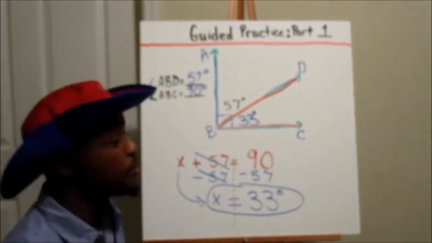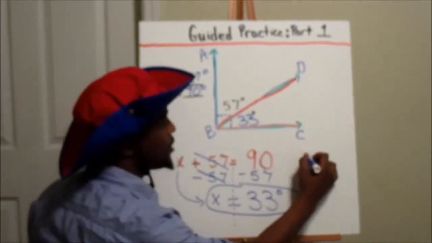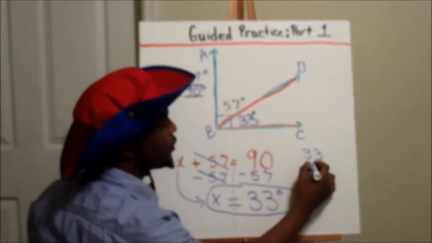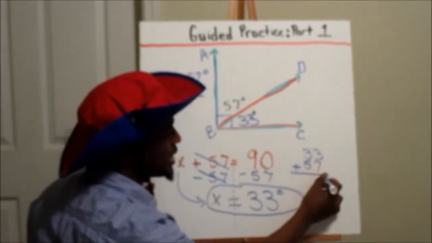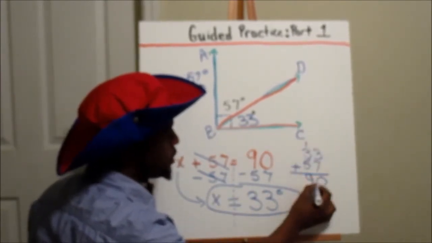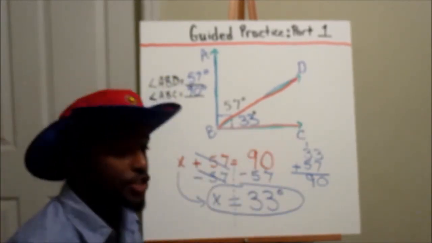Alright? Again, I always want to check to make sure that that 33 degrees makes sense, and it would if I add 33 plus the 57 degrees for my first angle. If I add those up, I should get a total of 90 degrees. And I do, alright? So it checks out. I know that the measurement of my missing angle is 33 degrees. Alright, we're going to look at one more guided practice.